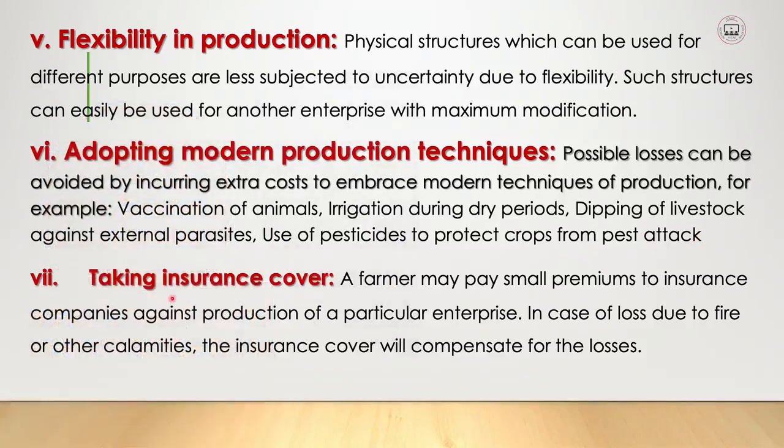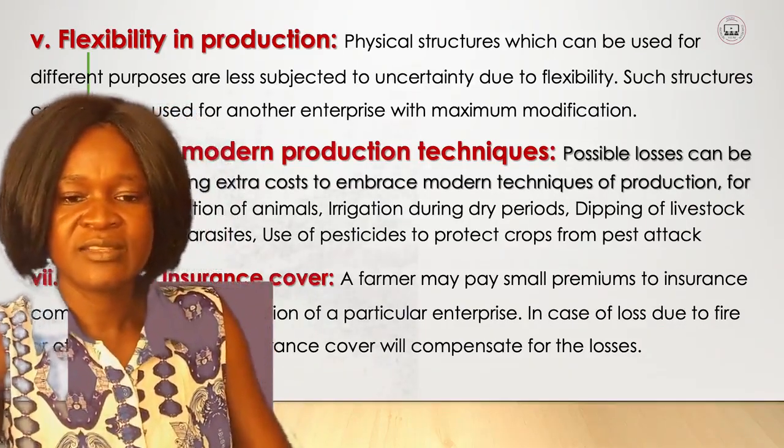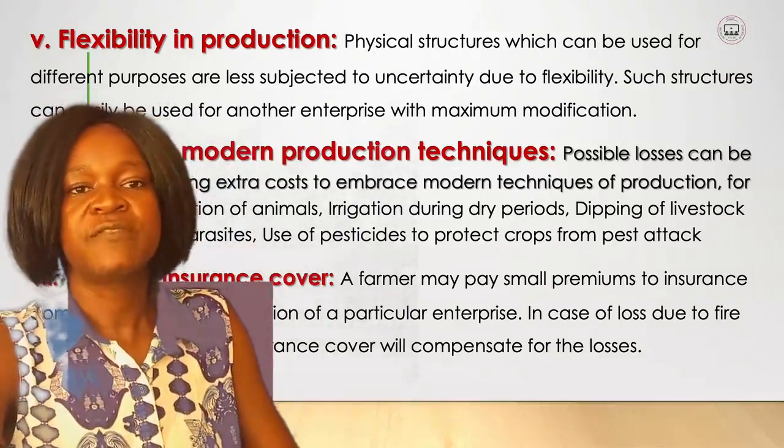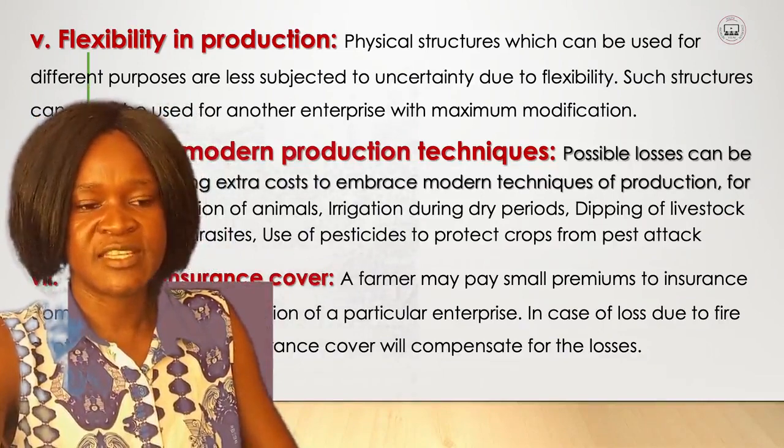Apart from that, taking insurance cover. A farmer may pay small premiums to insurance companies against production of a particular enterprise. In case of loss due to fire or other calamities, the insurance cover will compensate for the losses. So those are some of the roles the farmer can play to minimize the effects of risks and uncertainties.